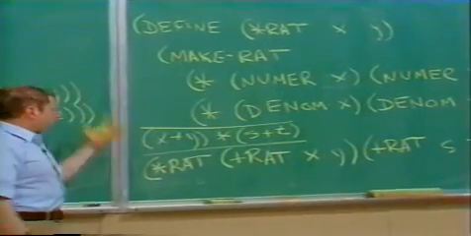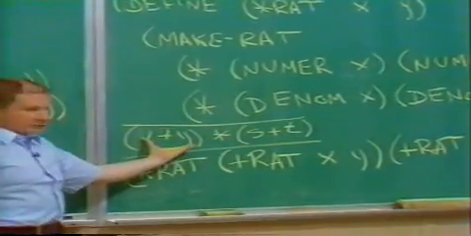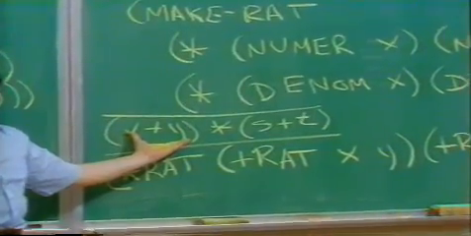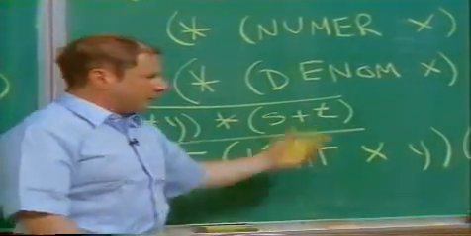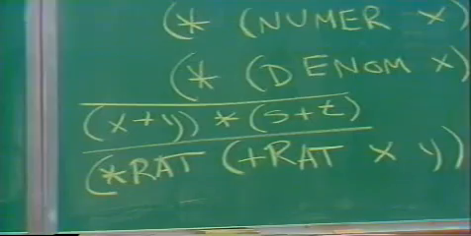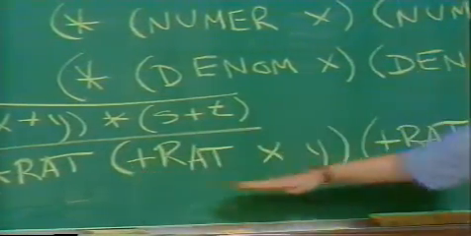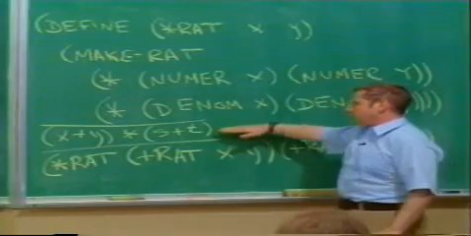I want to say there are two numbers. There's a thing which is the sum of them, and there's a thing which is the sum of these two. That's this and this, and then I multiply them. So I get an expression that matches this expression.